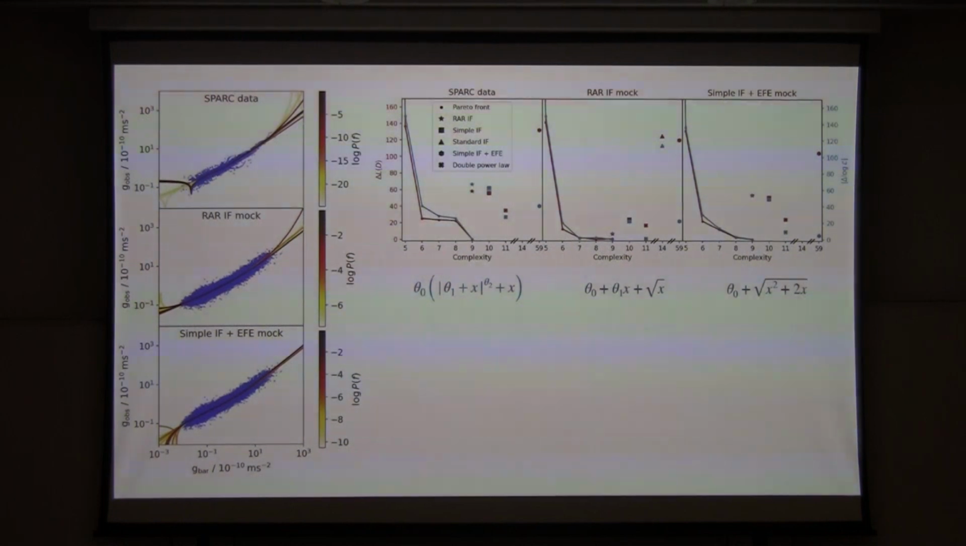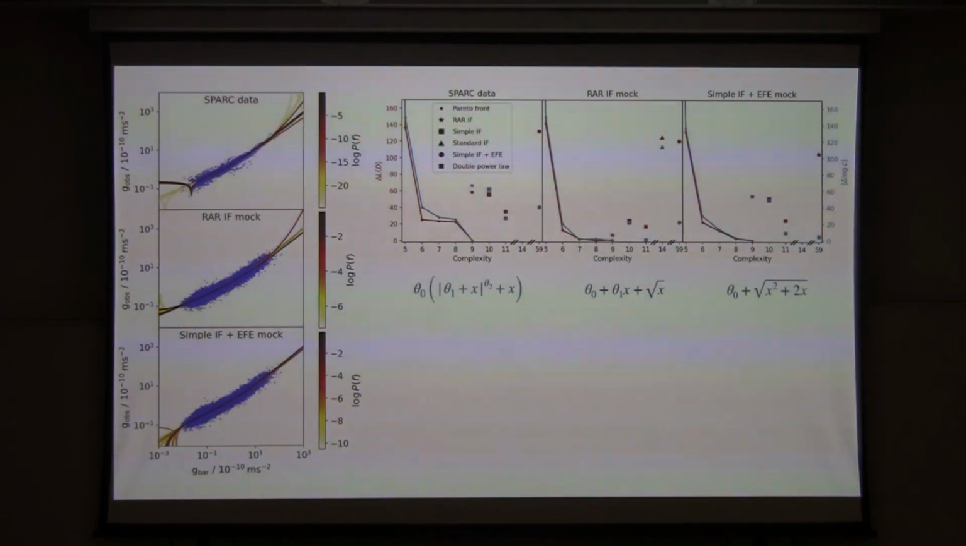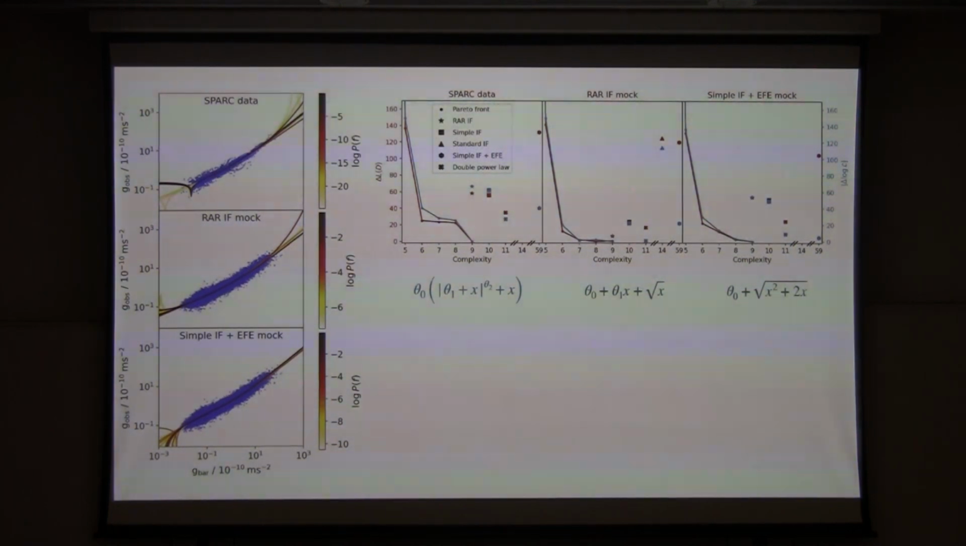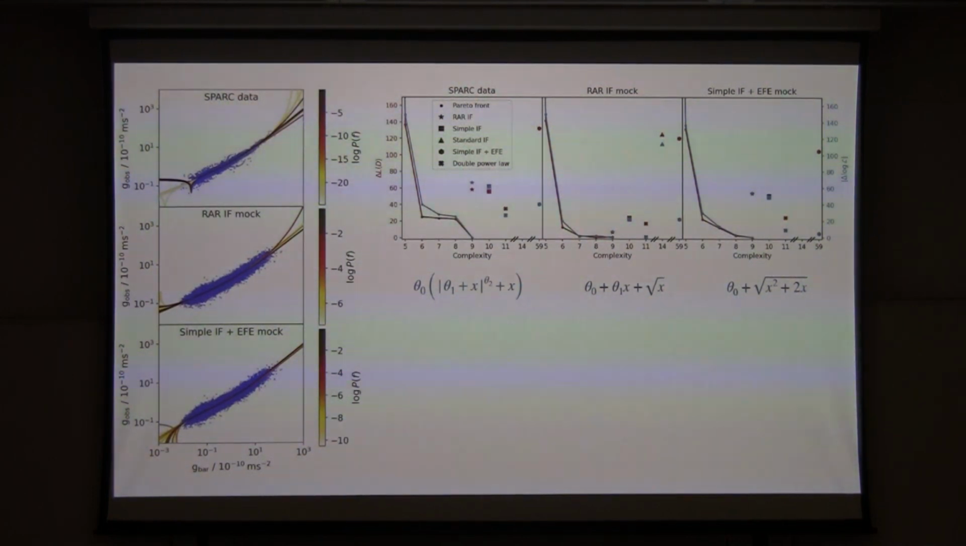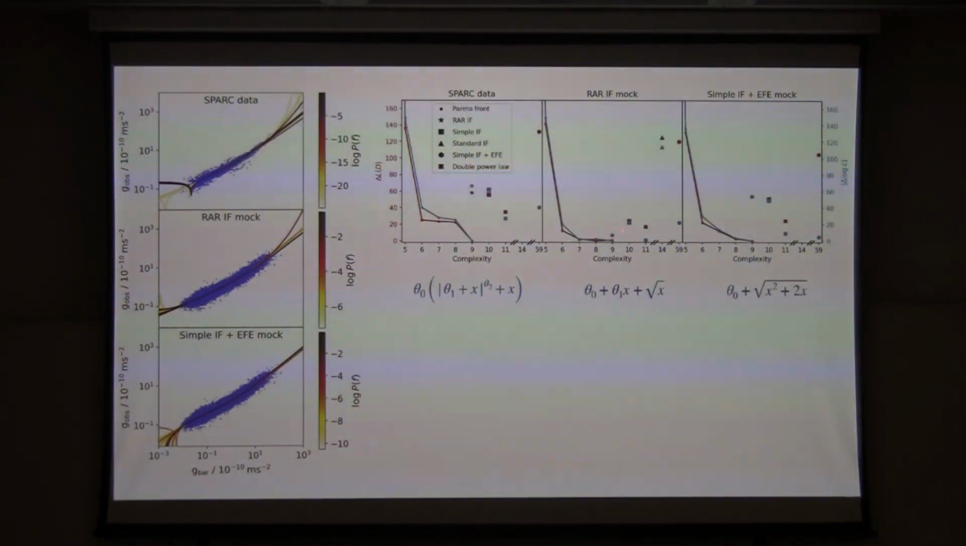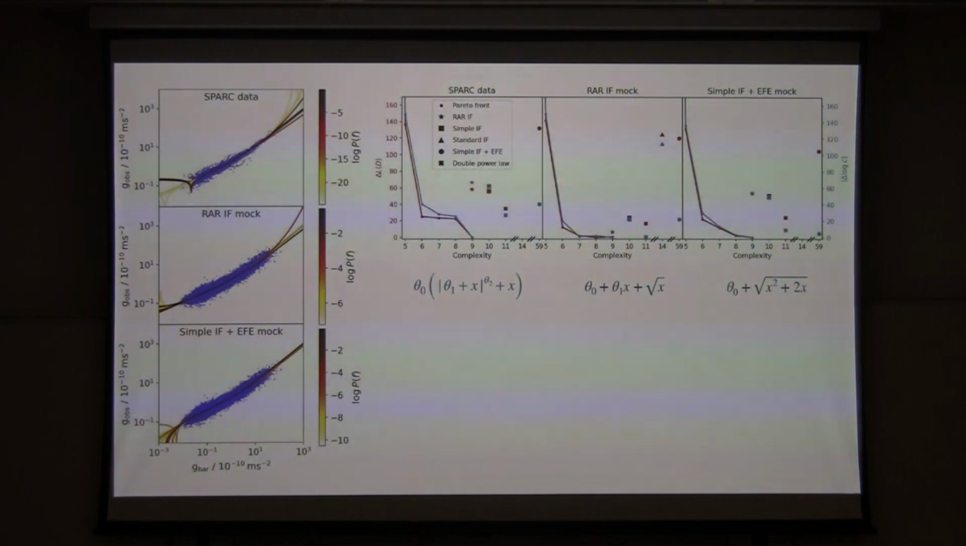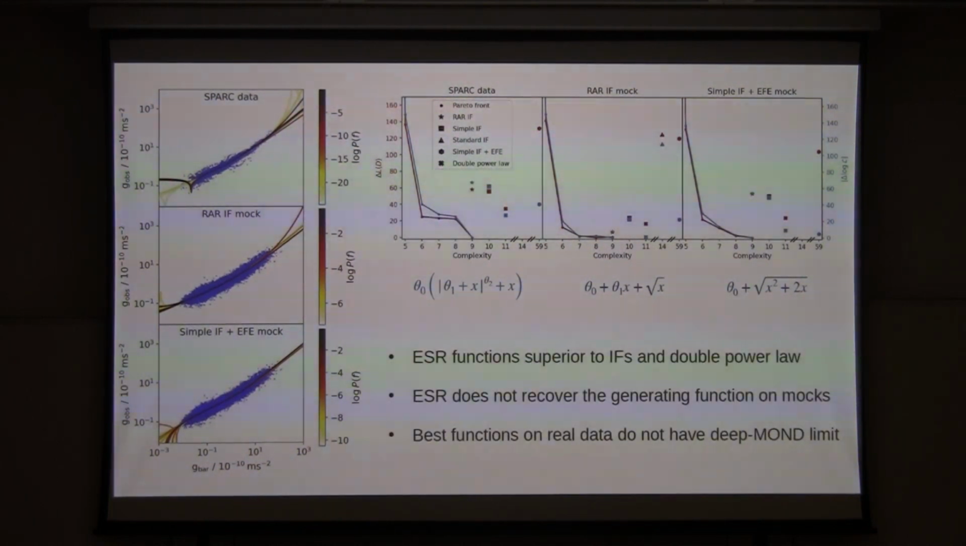So what you can see from this is that ESR discovers functions that are both more accurate and simpler than the interpolating function. And that's actually true even on mock data that have explicitly been generated according to MOND. So for example, this data set here was generated according to the RAR-IF, which is this star here. But ESR has found simpler and more accurate functional fits, even at lower complexity than the one used to generate. And the best function in each of these cases is shown now. So what that tells us is that there are better functional descriptions of the data than the MOND interpolating functions.